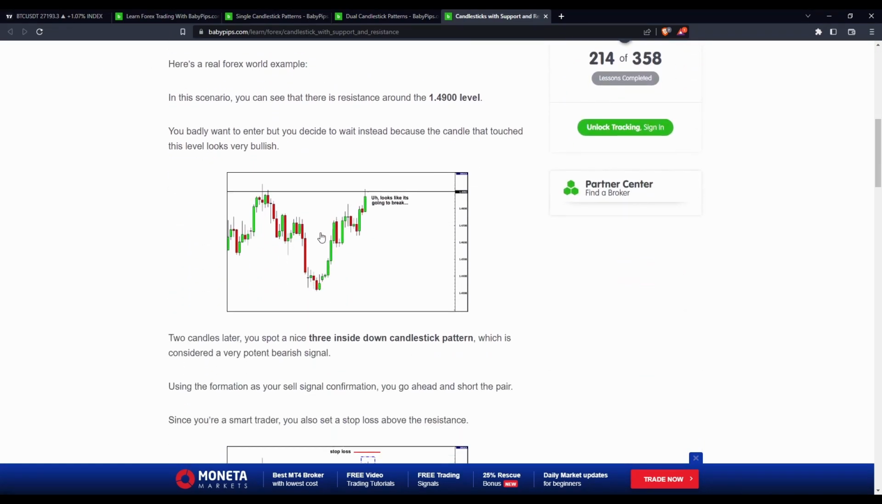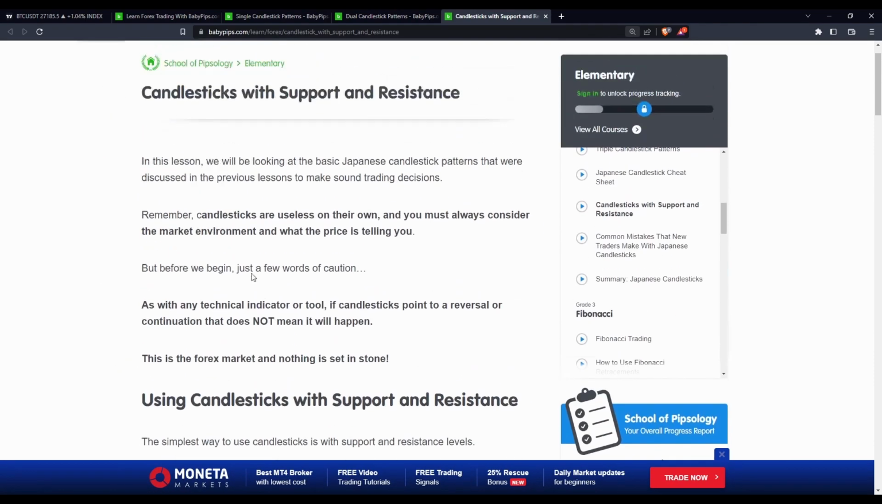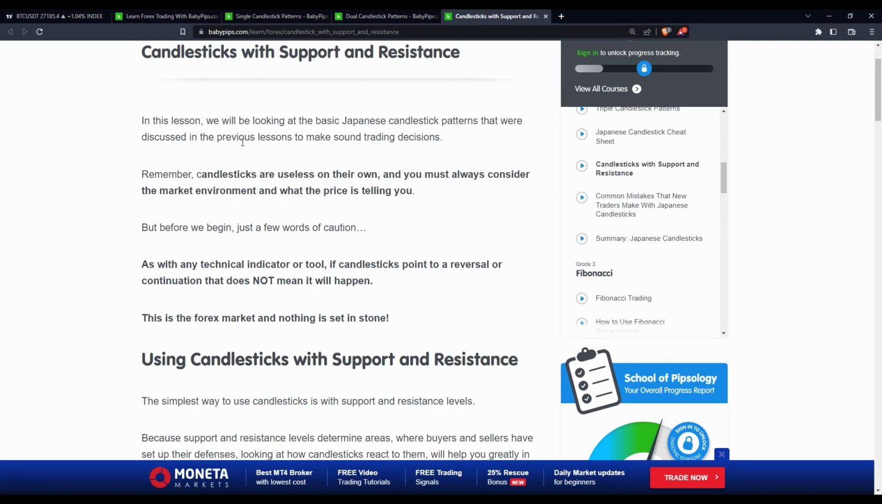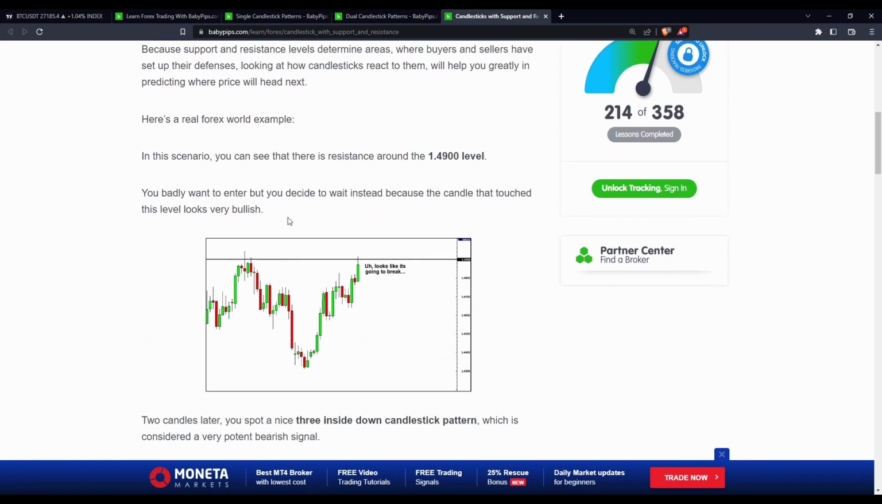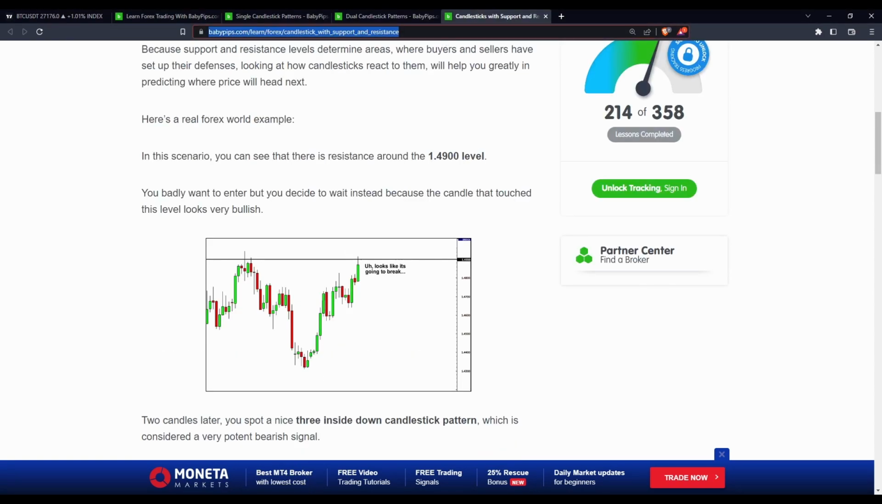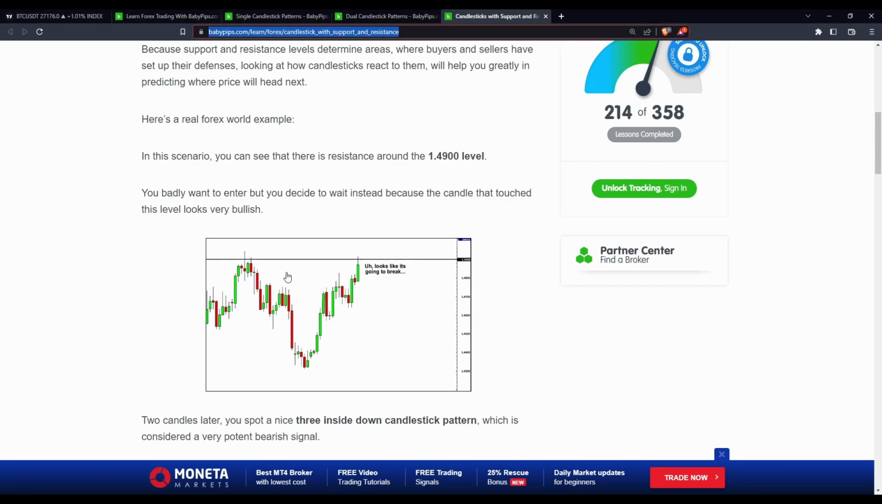This is quite important. As you can see, I'm going to zoom in a bit more so you guys can see it. In this lesson, we'll be looking at the basic Japanese patterns that have been discussed, right? I'm just going to share this page with you as well, and the last page too, if you want to check them out. Essentially, they're telling you that there are support and resistance levels that can be monitored by price or by candlesticks, right?